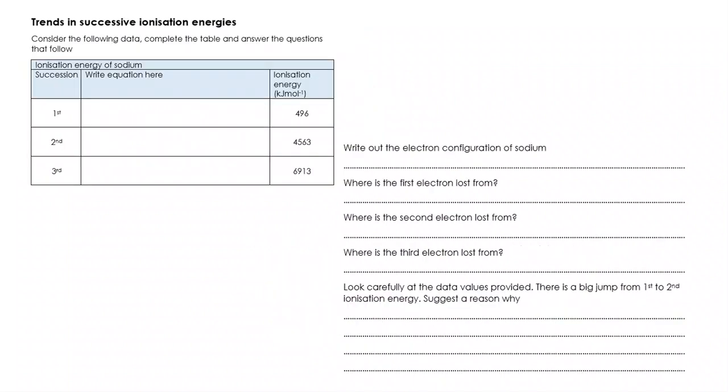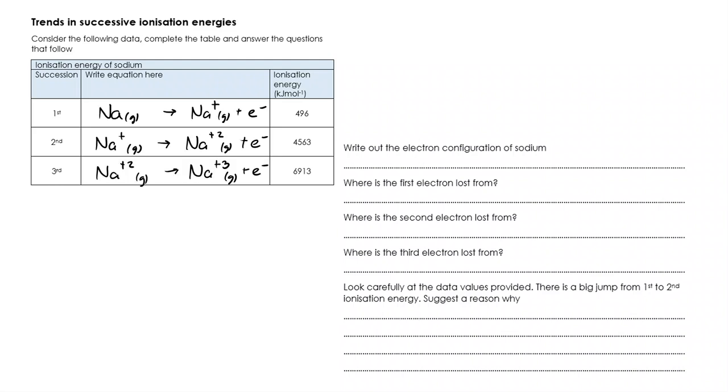Let's do the same thing with sodium, and we've got some questions here to work through, so have a go and see how you do. So the equations you can see here, Na to Na+, Na+ to Na2+, Na2+ to Na3+, all gaseous, all losing 1 mole of electrons. And the big jump here is actually between the first and the second. So the big jump is when the second electron is lost.